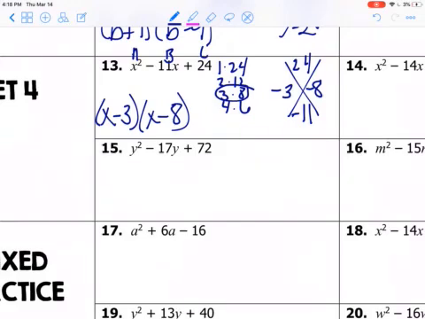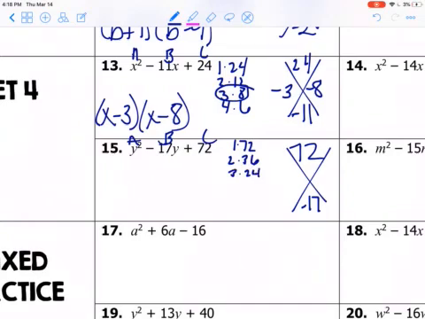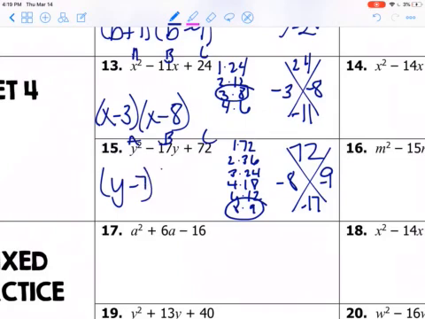For 72, run through factors, because that's your C, and that's your B, and that's your A. Things that multiply to be 72, let's see, 1 and 72, 2 and 36, 3 and 24, 4 and 18, 6 and 12, and 8 times 9. The only one that's going to add up to be 17 is the last one I wrote down, which is 8 and 9. And they both need to be negative, so they multiply to be a positive. So it's y minus 7. I'm sorry. y minus 8 and y minus 9.